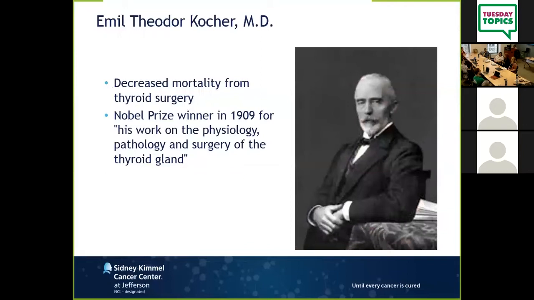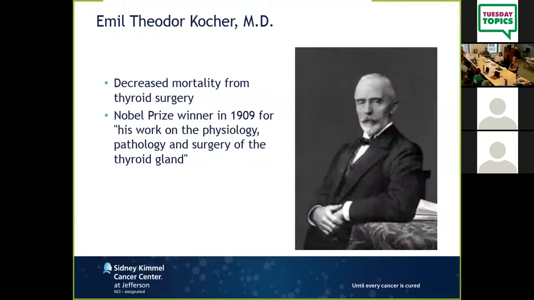Emil Kocher, who is the namesake for the incision that we make, the Kocher incision for our thyroidectomy, actually won the Nobel Prize for his work in the physiology and pathology of the thyroid gland, and also in improving the techniques in thyroid surgery.